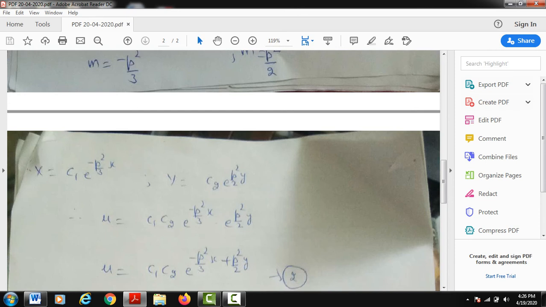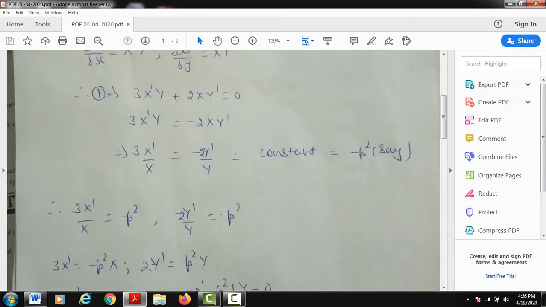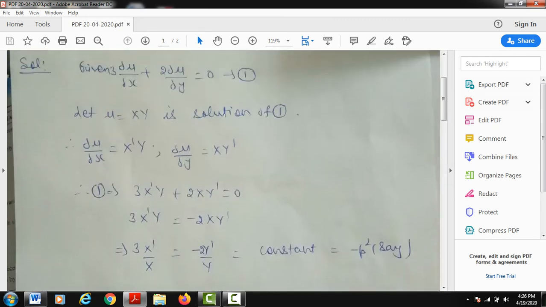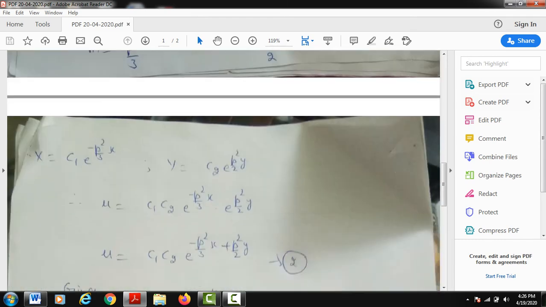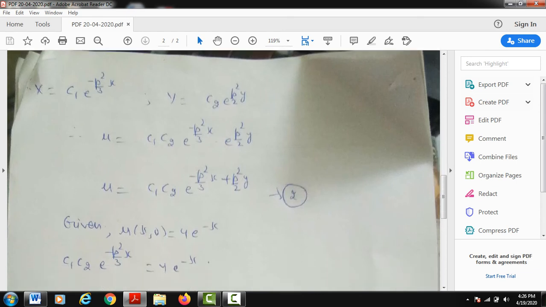Now I have the values of X and Y. I will put the values of X and Y in the solution. I think I have not marked it as equation 2. Whatever I have taken in the second line, you can see u = XY. So I'll put the values of X and Y over here. So I am getting u = c1 c2 e^(-p²x/3) e^(p²y/2). Now these two factors are multiplied with the same base, so the powers will be added. So I have u = c1 c2 e^(-p²x/3 + p²y/2). Take this as number 2. Now I will evaluate this constant c1 c2 by using the given condition.